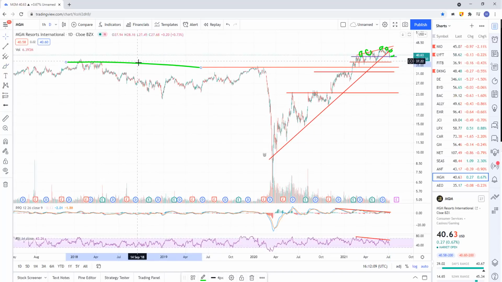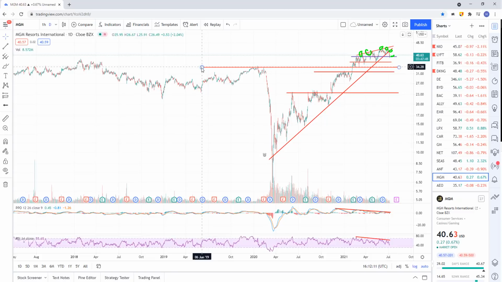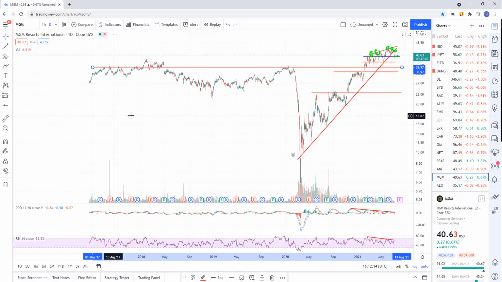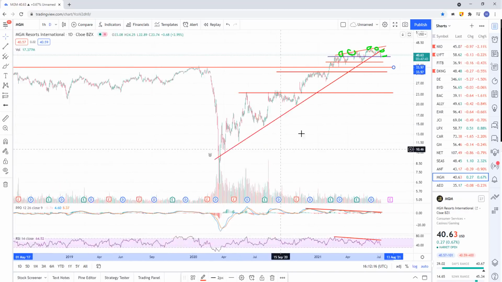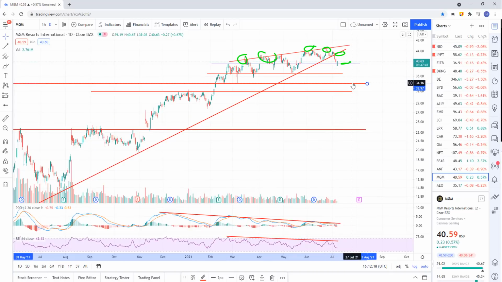Oh, let me grab the right tool. That area was major resistance for a while, and we broke above it. So I think we come back in and test that.